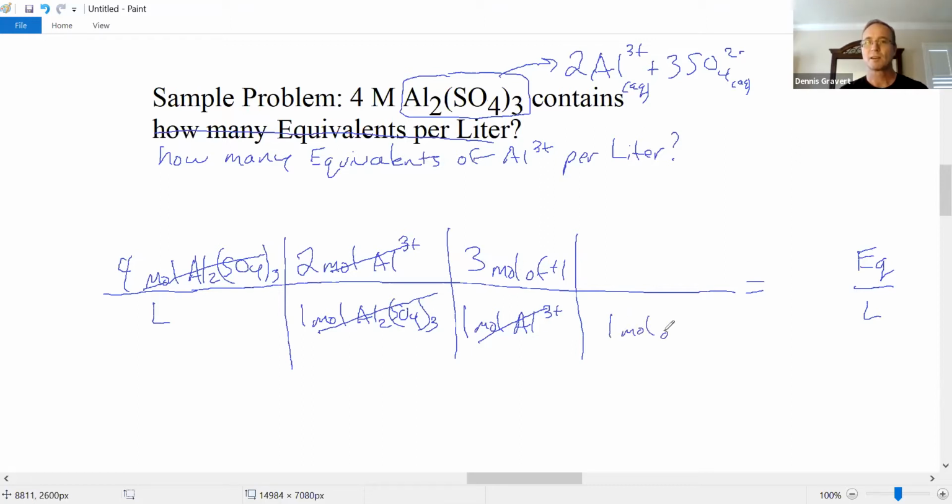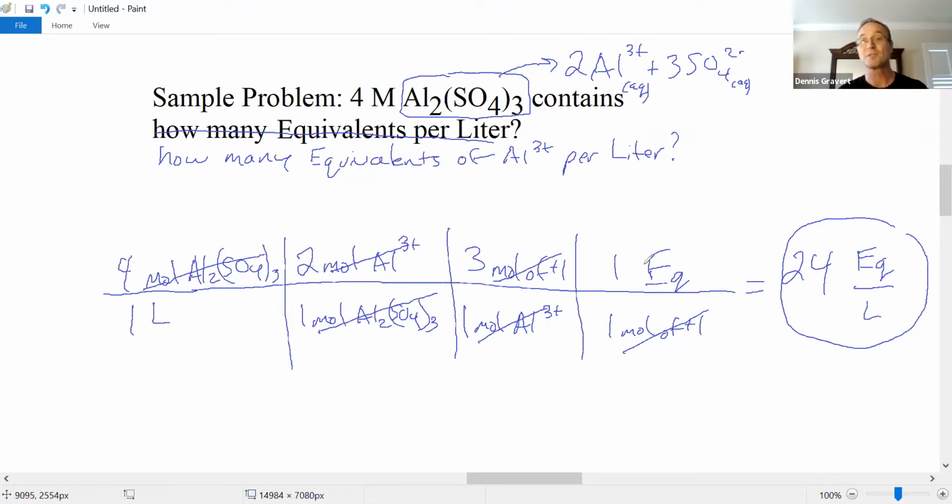1 mole of +1 ions is equivalent to 1 equivalent. That's the definition. Now we can cancel out that. And now we got our units, equivalents, and the liters didn't get canceled out. They're still there. Yay. So then it's 4 times 2 is 8. 8 times 3 is 24. And on the bottom, there's a 1 here, and there's a 1 there. It's all 1 across. There's your answer. 24 equivalents per liter. We're not asked to describe how to make it or anything. It's just a calculation. 4 molar aluminum sulfate contains 24 equivalents per liter.